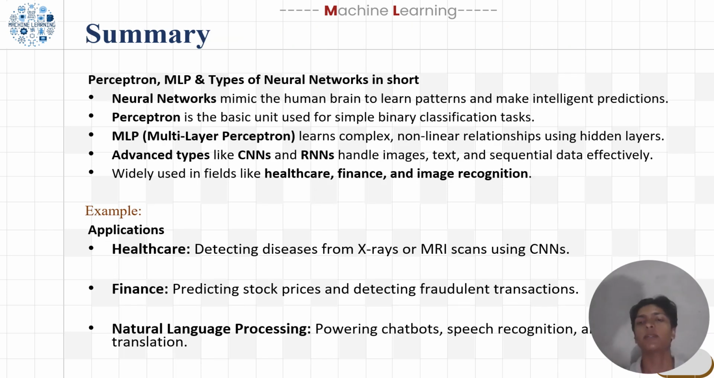So to sum up, neural networks are powerful systems inspired by the human brain. The perceptron forms the foundation. The MLP handles complex relationships, and advanced networks like CNNs and RNNs specialize in different tasks. They revolutionized fields like healthcare, finance, and language processing. For instance, a CNN can detect pneumonia from chest x-rays, while an MLP can predict disease risks based on patient data. In short, neural networks are at the heart of modern AI, driving the technologies we use every day.